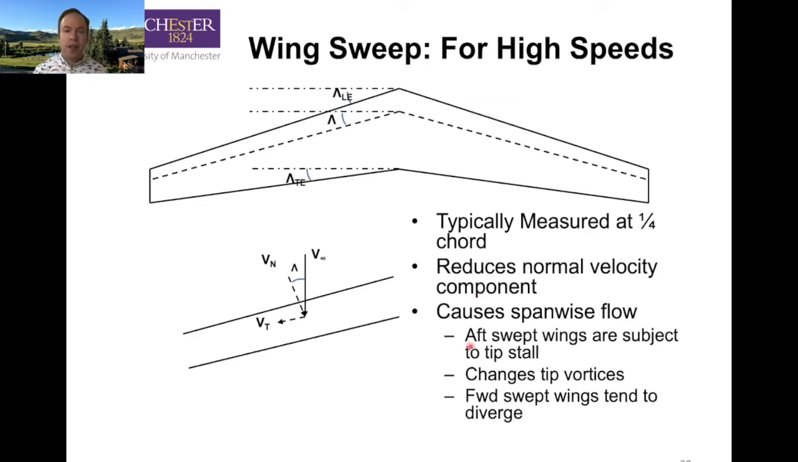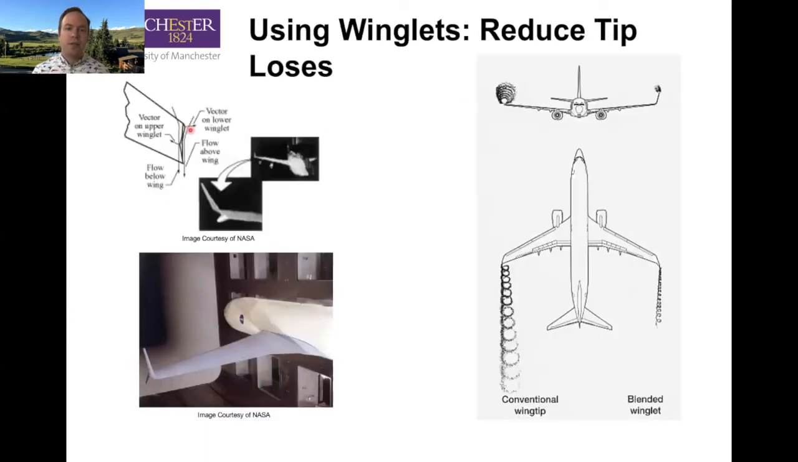For forward swept wings, what happens is that this area stalls first, and these generate higher lift more readily, and they tend to pop off. Our wings actually want to break off, which has always been a challenge.